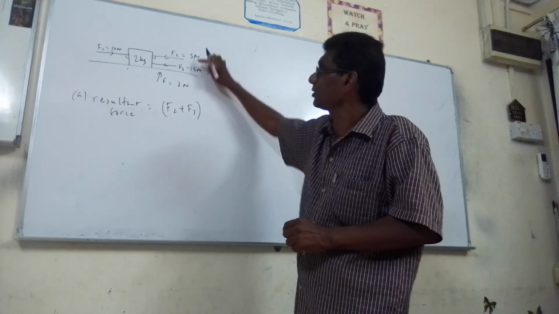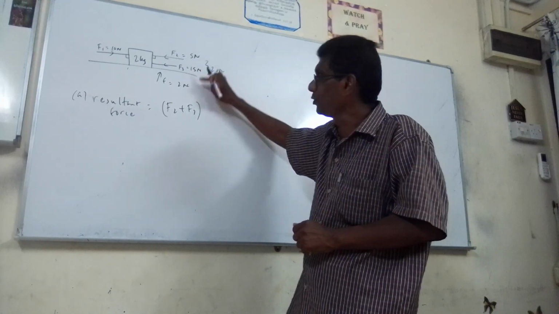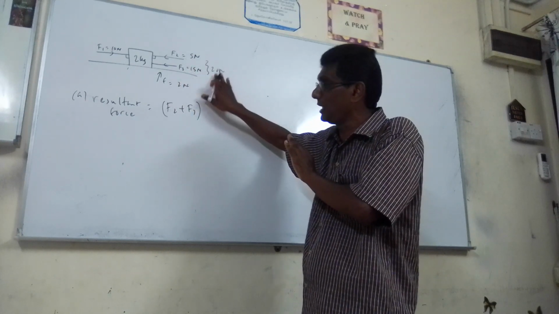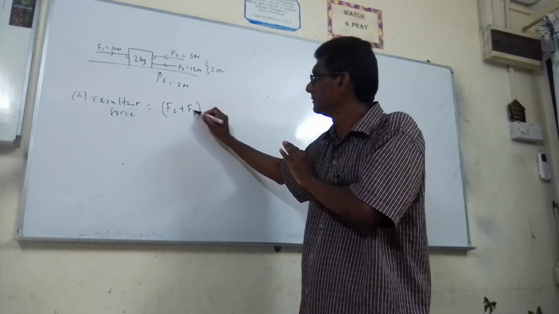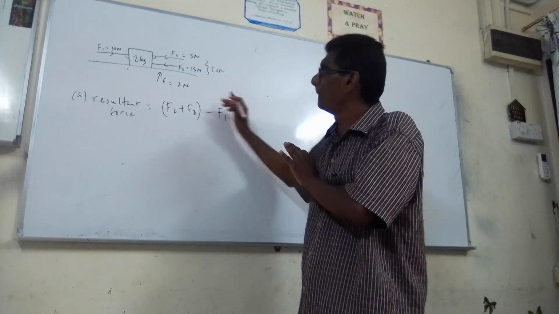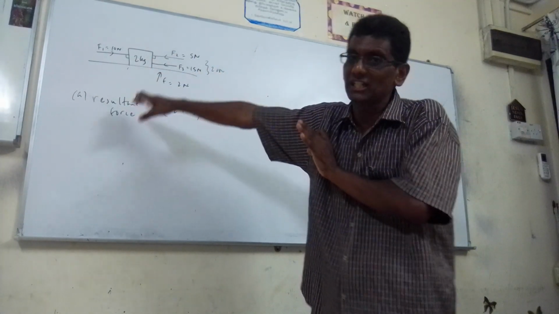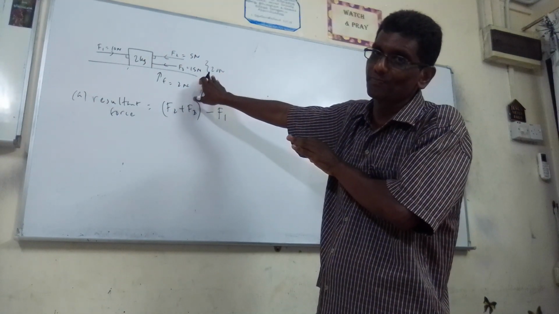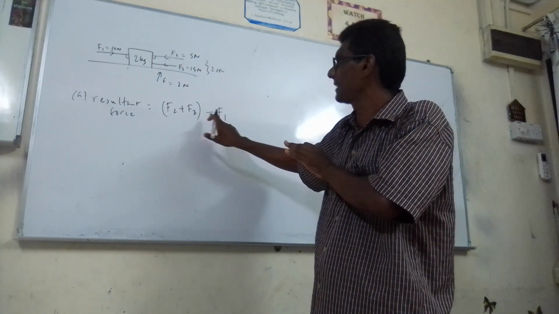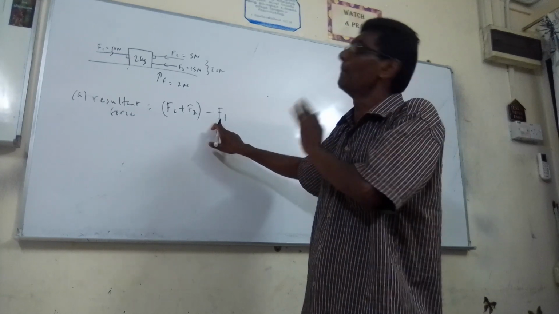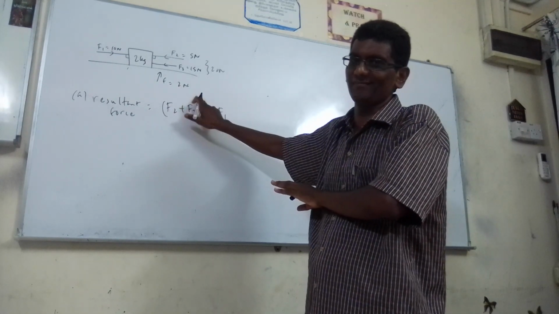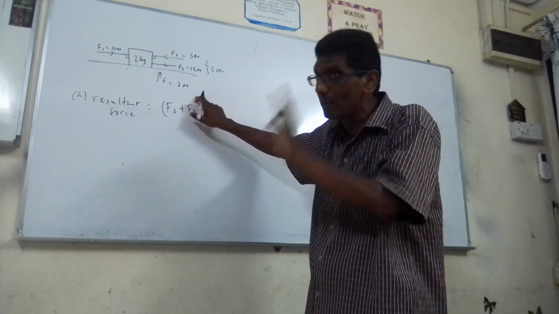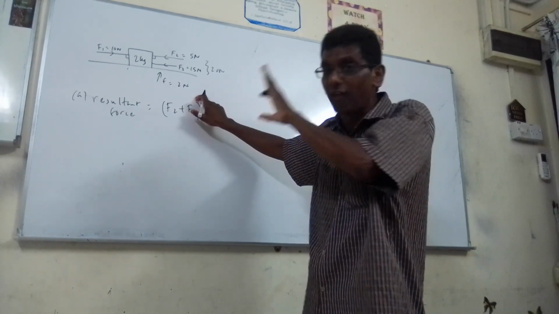F2 plus F3, because this is the same direction. F2 plus F3 is the bigger force, 20 Newton, minus F1, because it is the opposite direction, the smaller force. This side is the bigger force. F2 plus F3 minus F1, and minus friction. Friction you must minus finally.